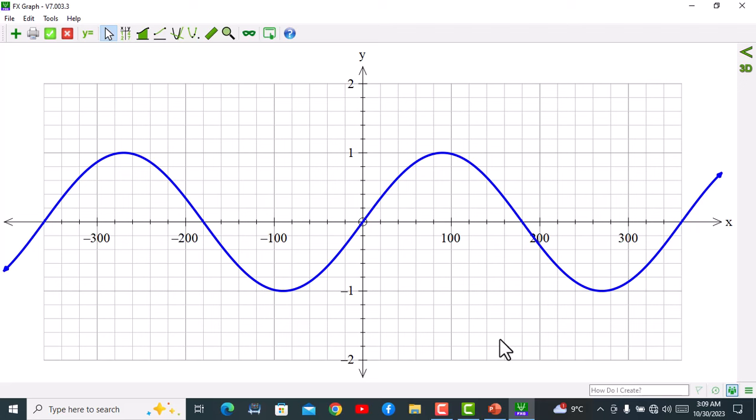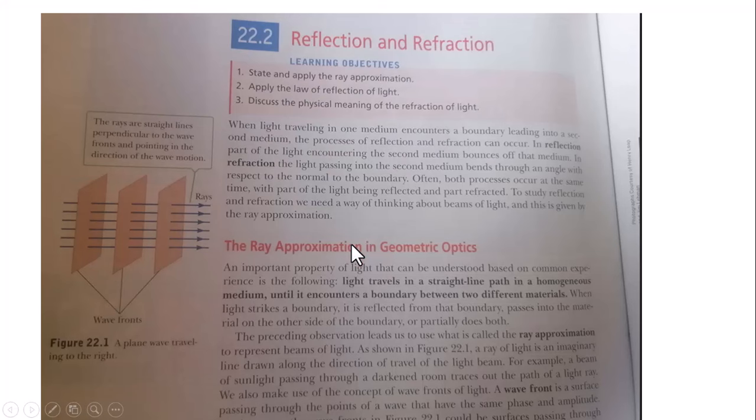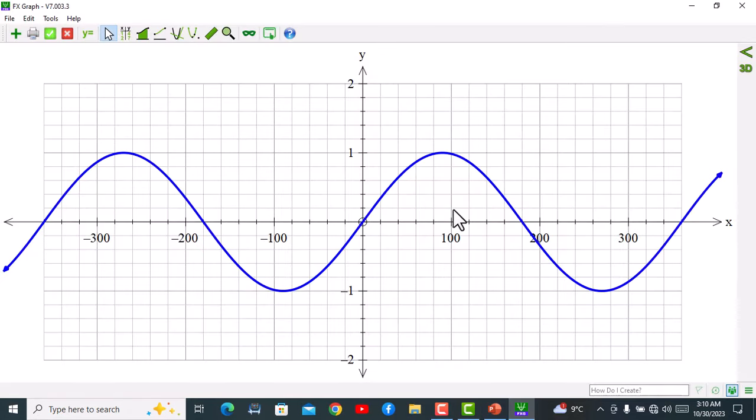Now, when we are here, it is very, very important that we note a few things. As we read, they say to us, the rays are straight lines perpendicular to the wave front and pointing in the direction of the wave motion. So this is a wave that we are having here. It's a sine wave, just to show you that light can also behave as a wave. As to whether it behaves as a sine wave, cosine wave, or tangent, we will not discuss that.